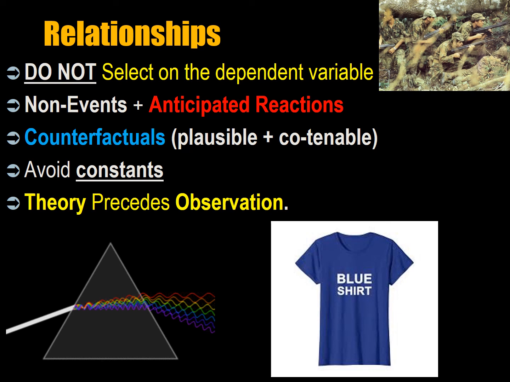Next, we want to avoid constants, right? We spoke about this before. You can't predict outcomes using a constant. And one of the most common constants is human nature. This is problematic because if humans are peace prone, we would expect peace to occur all the time. If humans are war prone, then we would expect war to occur all the time. So human nature can't be a constant.